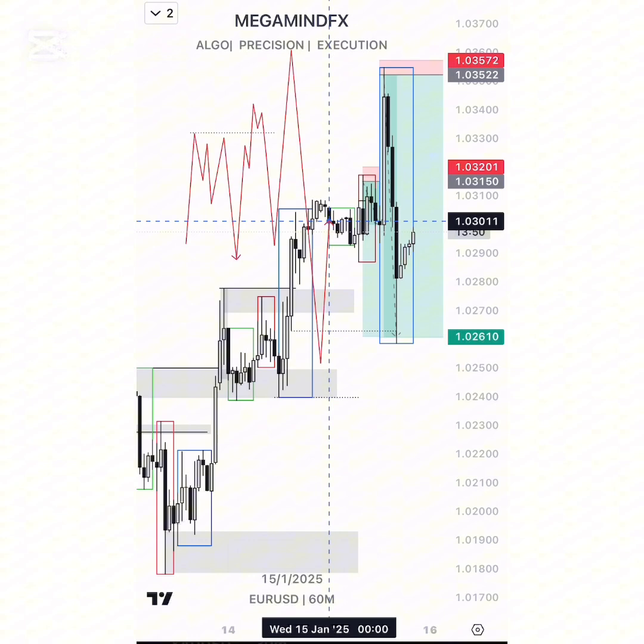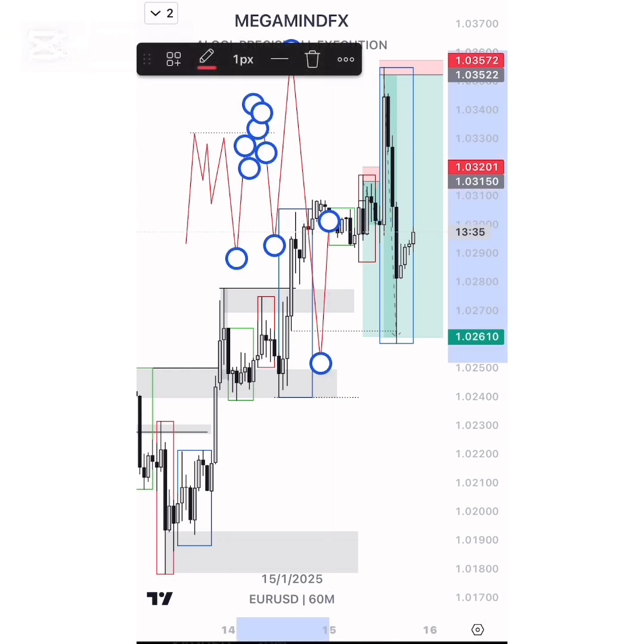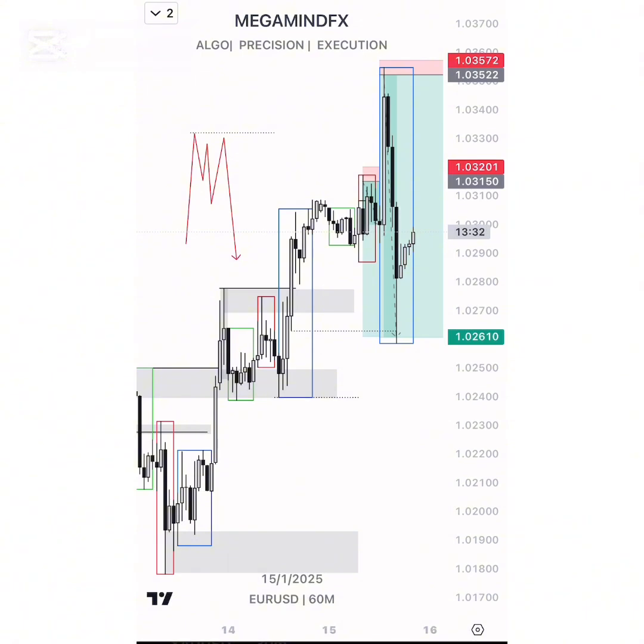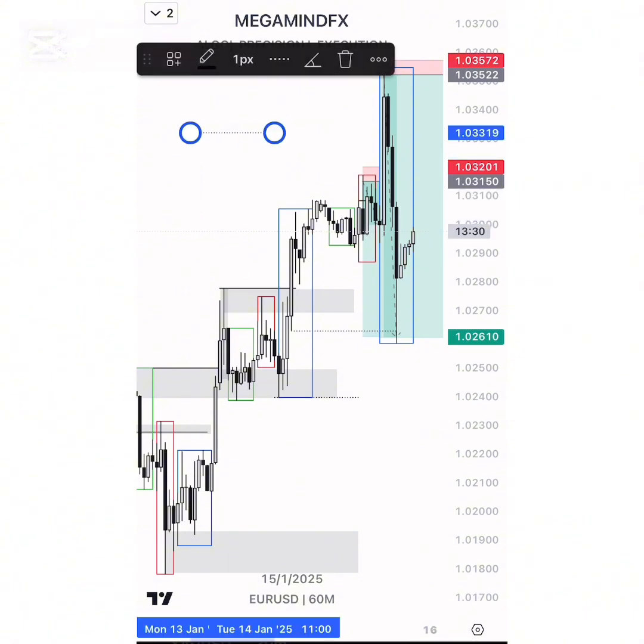Probably tomorrow, Asia is going to build up the price action, so I'm not going to predict anything until London. So this is what happened today, and let me go to the chart and explain what happened on the chart. Let me delete that, delete this as well.